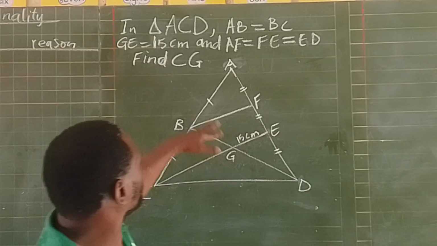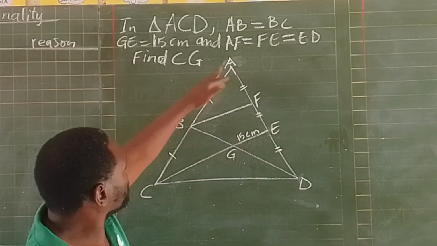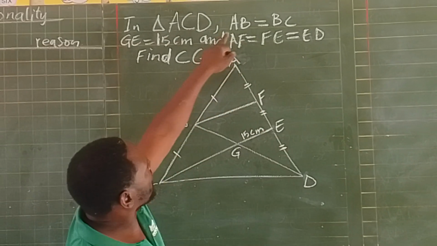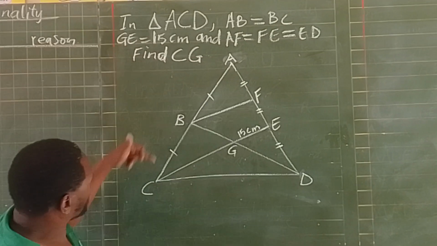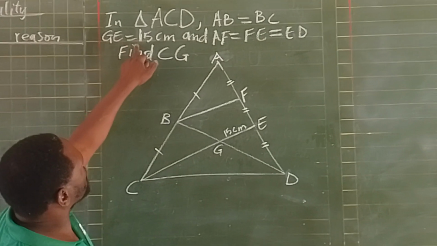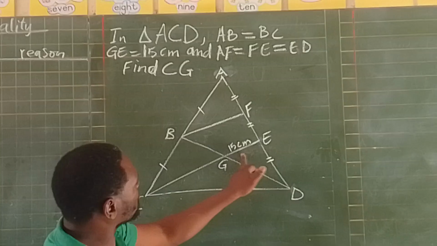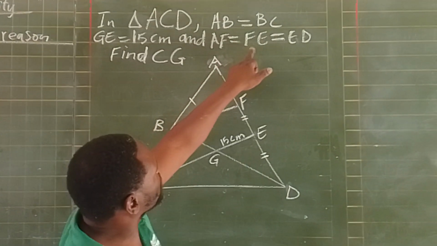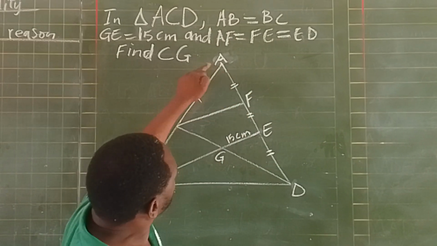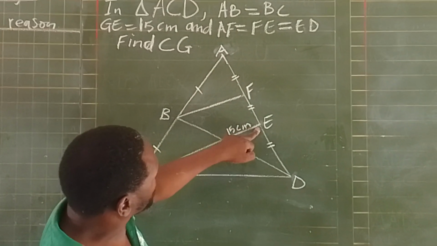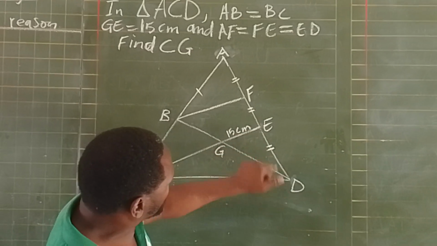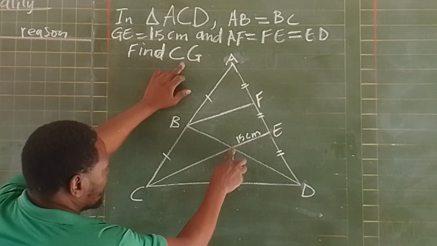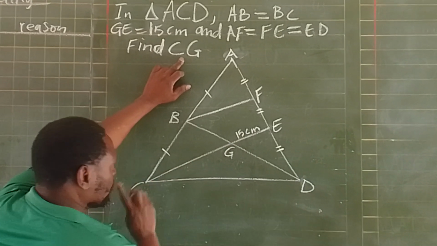We are going to be proving this problem. We are given triangle ACD with AB equals BC, GE is 15 centimeters, and AF equals FE equals ED. That means these three portions are equal. Find CG. They want us to find CG.